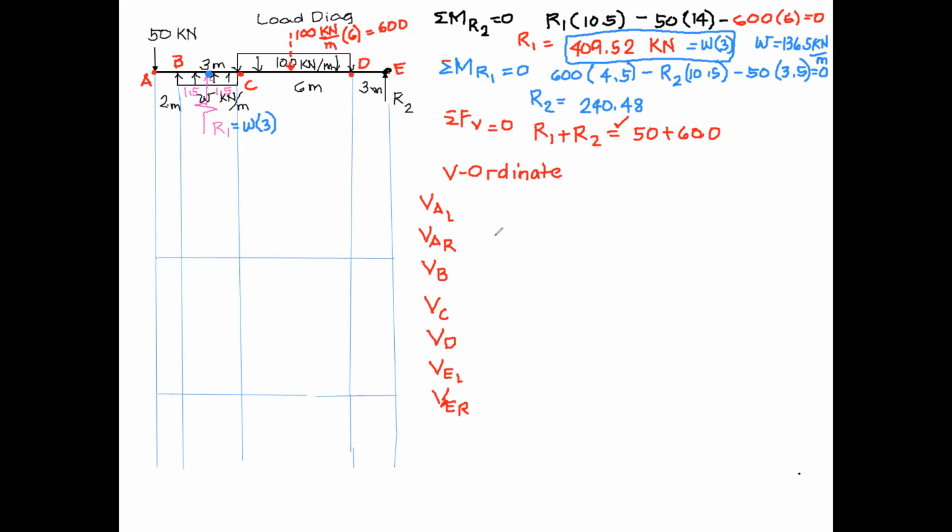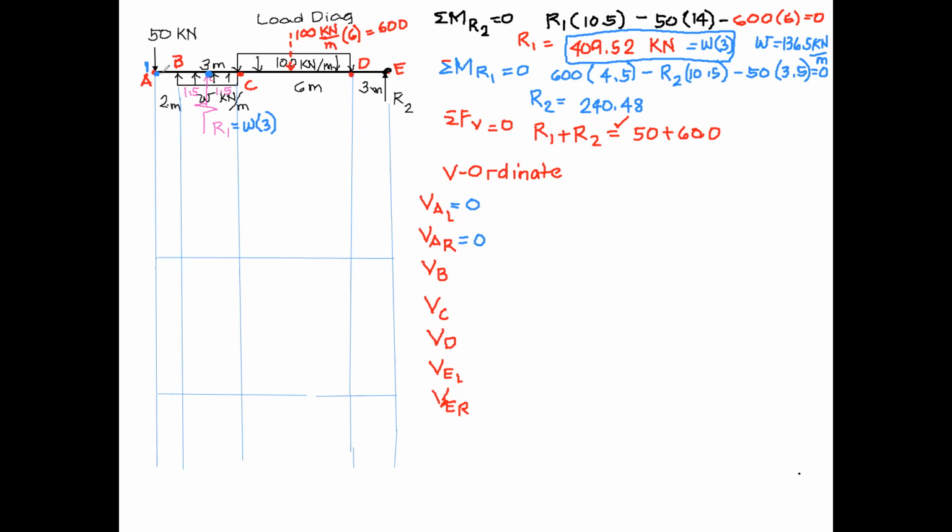Okay, so we are now ready to solve for the shear ordinate. We start to the left of A. To the left of A, there is no load, so we start with 0. Next, what is the shear at A right? The shear at A right is always equal to the previous one. 0. Okay.